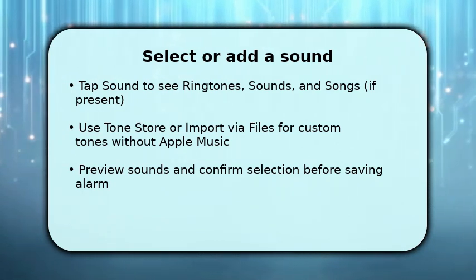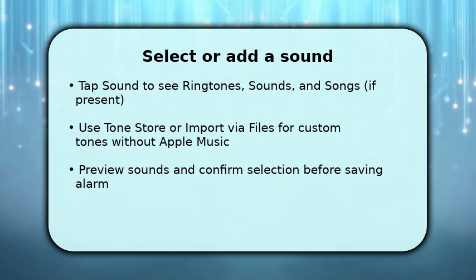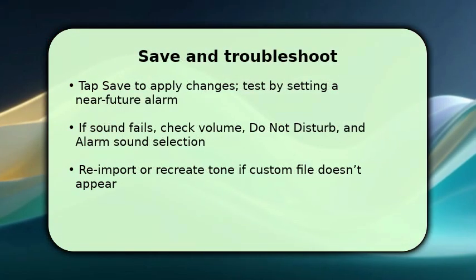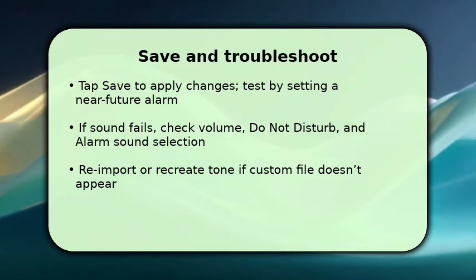Make sure to tap the selected tone so a checkmark appears. This tells the clock which audio to play. Tap Save to apply your changes, then test by setting an alarm a few minutes ahead to confirm the sound plays.